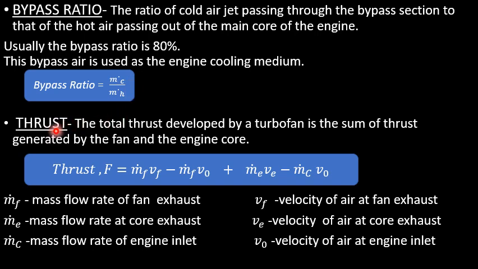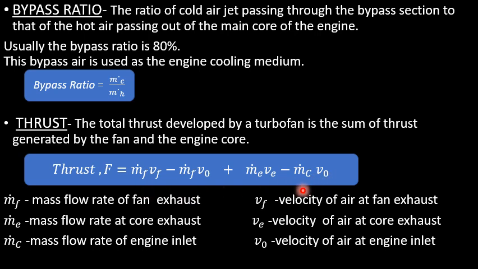Then the term thrust. The total thrust developed by a turbofan is the sum of thrust generated by the fan and the engine core. So both the fan and the engine core develop thrust, and the summation of both is called the total thrust of the engine. And the thrust F is equal to m dot F Vf minus m dot F V naught plus m dot E Ve minus m dot C V naught.